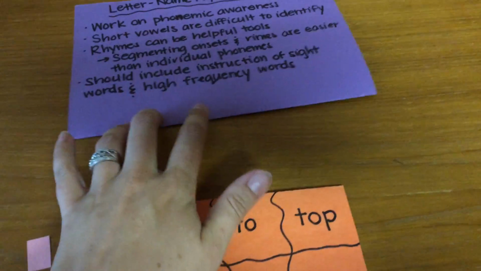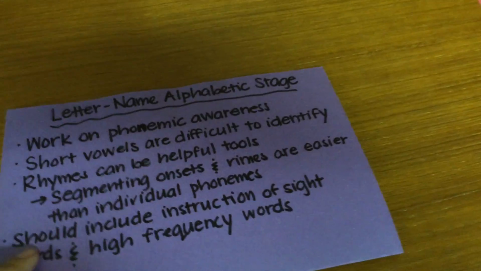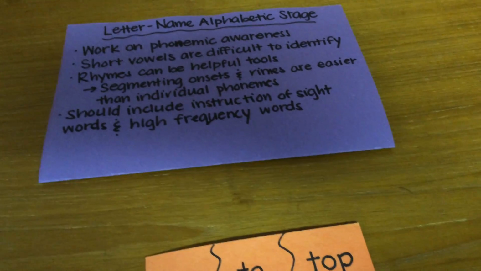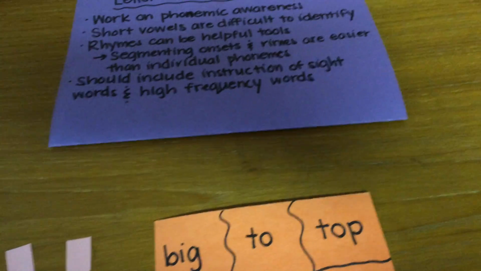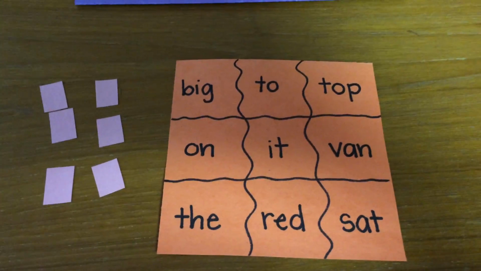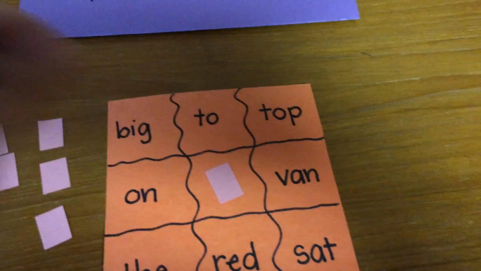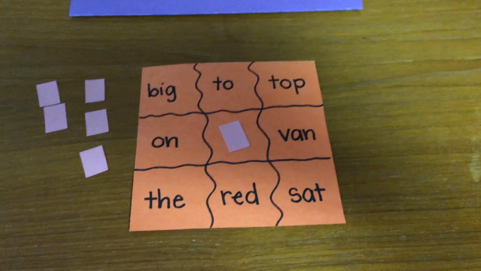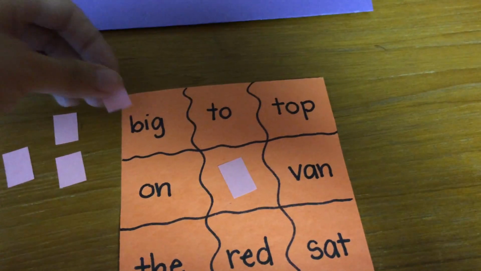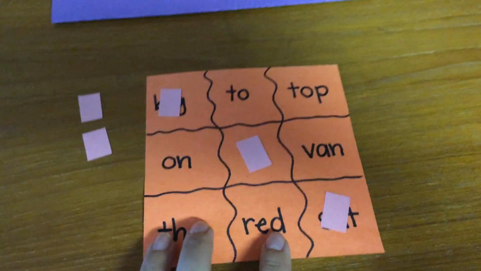So let's begin. Of course, in this stage, you should include instruction of sight words and high frequency words. Because kids see a lot of high frequency words in text, therefore the name, and it's important that they recognize them to increase their fluency. So I would call a word out, maybe it. If students have the word it, they put their marker on it. I might call out the word cat. We don't have that on our card, so we can't put a marker on that. Big. How about the word set? And we have a bingo.